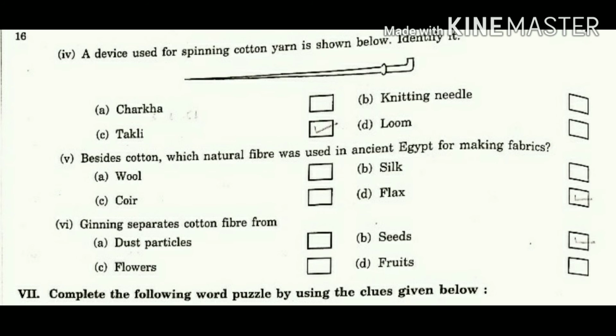Fourth, a device used for spinning cotton yarn is shown below. Identify it. It's C. Takli. Fifth, besides cotton, which natural fiber was used in ancient Egypt for making fabrics? It's D. Flax. Sixth, ginning separates cotton fiber from B. Seeds.